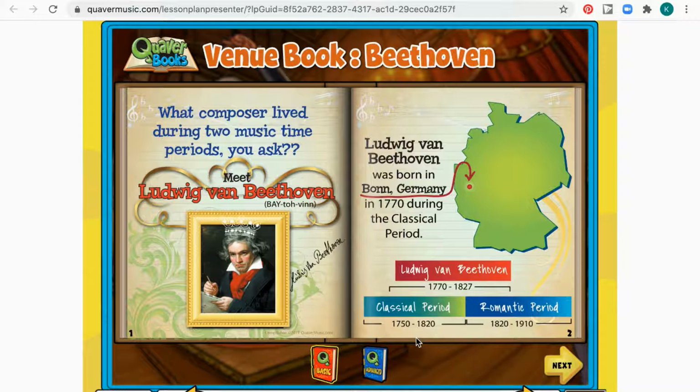So, what composer lived during two music time periods, you ask? Meet Ludwig van Beethoven. Ludwig van Beethoven was born in Bonn, Germany in 1770 during the classical time period. As you can see below, Ludwig van Beethoven is in red. He is from 1770 until 1827. So most of his life, especially his young life, he lived during the musical classical period.